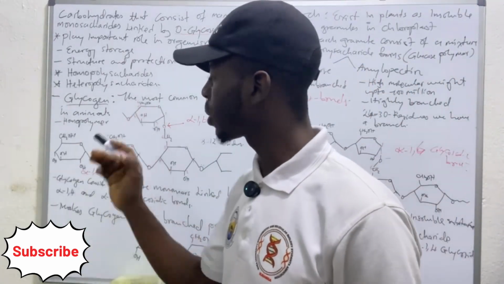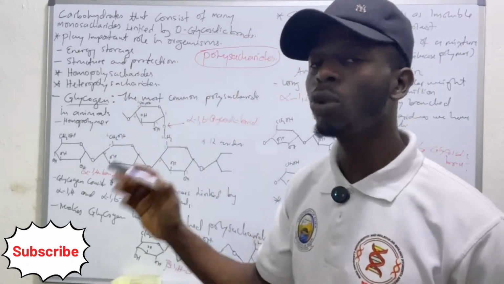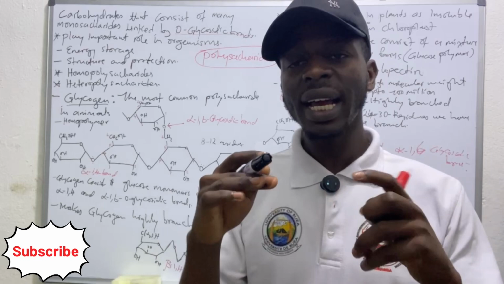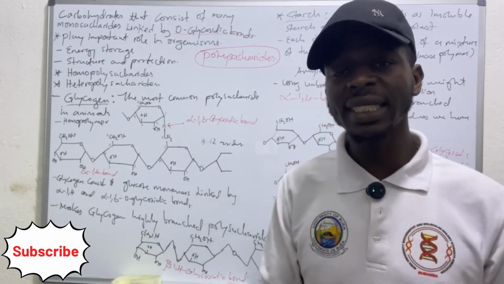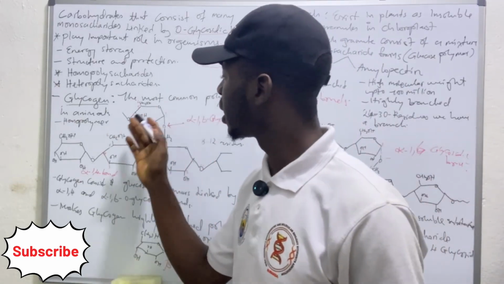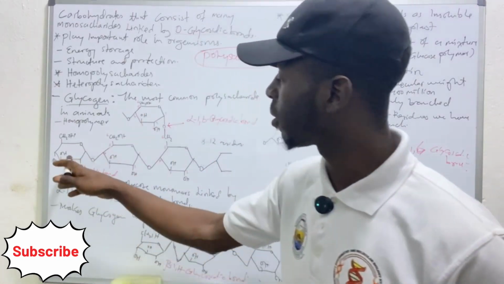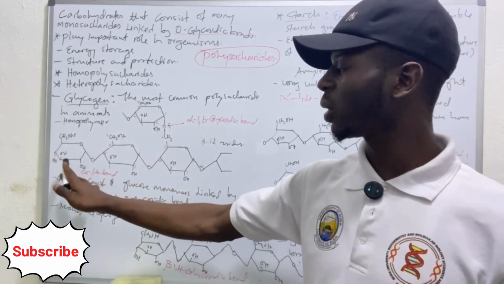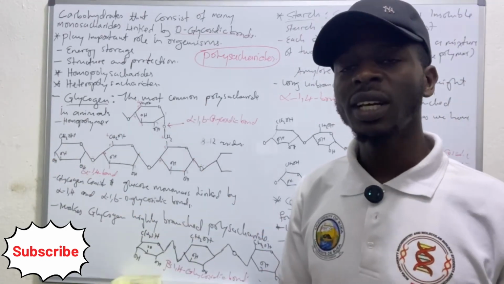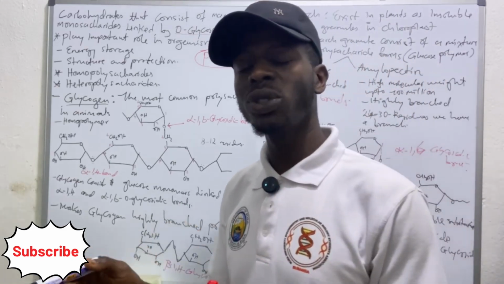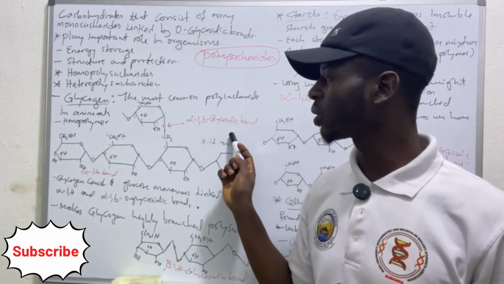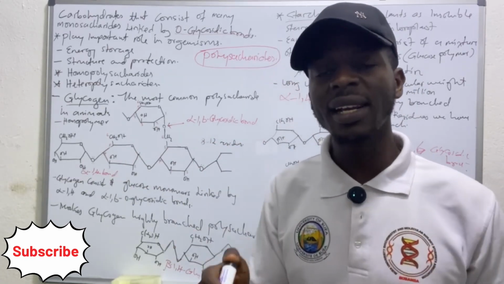So we are going to begin with glycogen. Glycogen is the most common polysaccharide that is found in animals. Animals store their excess carbohydrate, their excess glucose, in the form of glycogen. Glycogen is a homopolysaccharide that is made up of repeating glucose residues which are connected by the alpha-1,4 glycosidic bonds. And we have branch points. After every 8 to 12 glucose residues, we have a branch point, which is the alpha-1,6 glycosidic bond. And this makes glycogen highly branched.